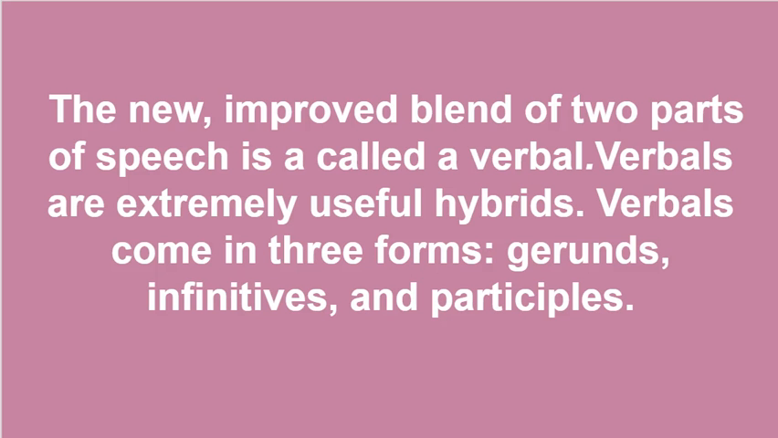So let's talk a little bit about a verbal. The new improved blend of two parts of speech is called a verbal. And verbals are very helpful and they're useful hybrids. And they come in three different forms: gerunds, infinitives, and participles. Please pause the video and write down what a verbal is.